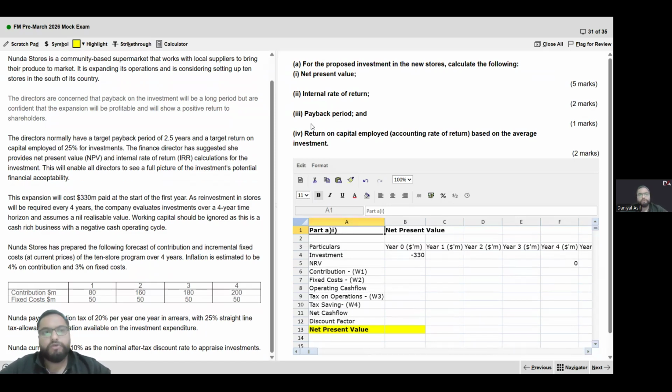In today's class, we'll be solving the Financial Management Pre-March 2026 mock examination. We're going to solve Nanda Stores, which is the first question from Section C of your exam. Nanda Stores is a very straight, simple, and to-the-point question on the capital investment appraisal topic. It tests everything, but does not go too deep in the knowledge.